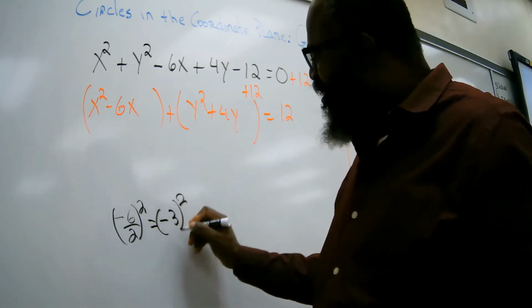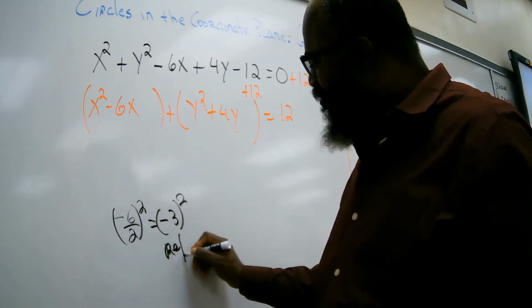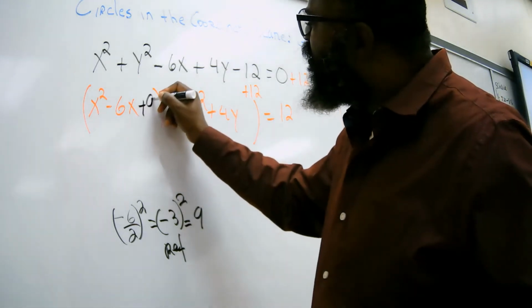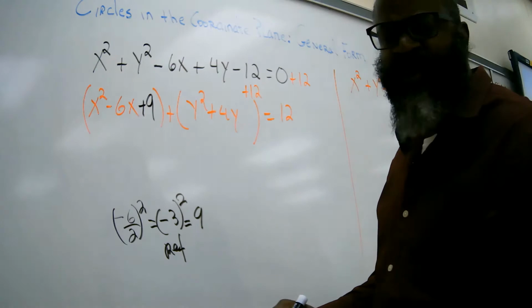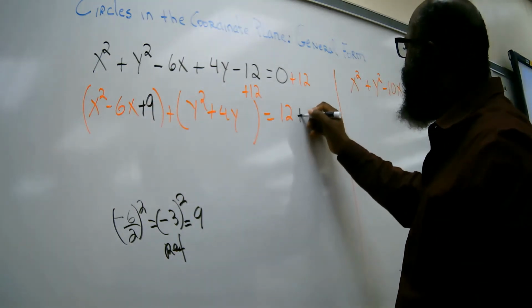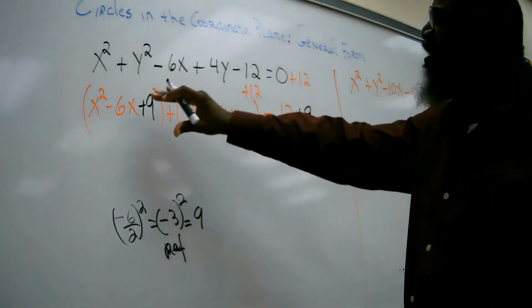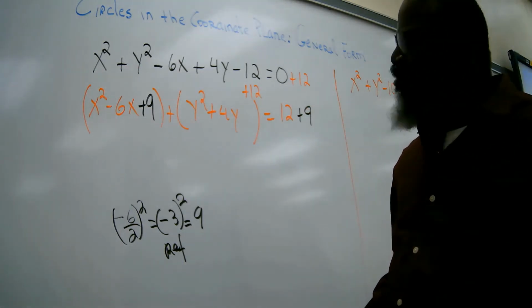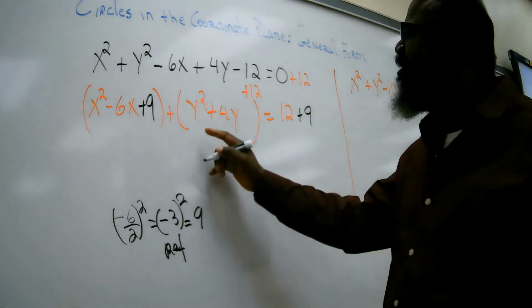And we're going to need that negative 3, that's a reference number. When you square that, it will give you 9. Then you add 9 to this so it can become a perfect square trinomial. Since you add 9 on that side, you must add 9 on that side. So the x term has become a perfect square trinomial. We're done with that. Then we move to the y term.